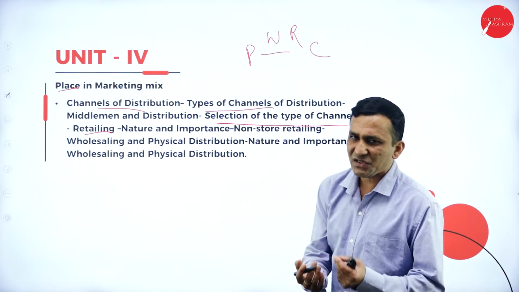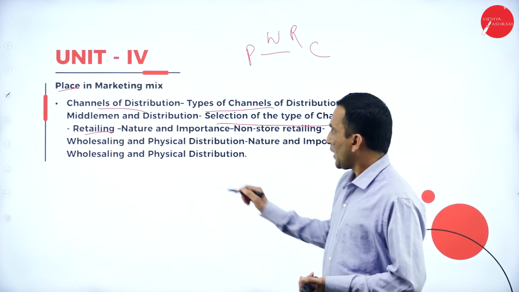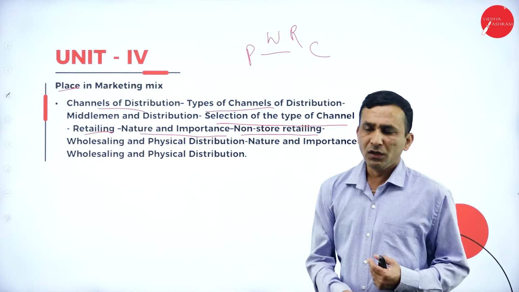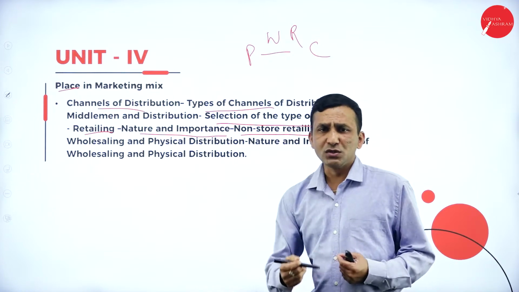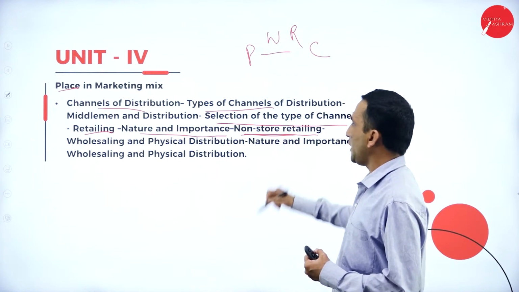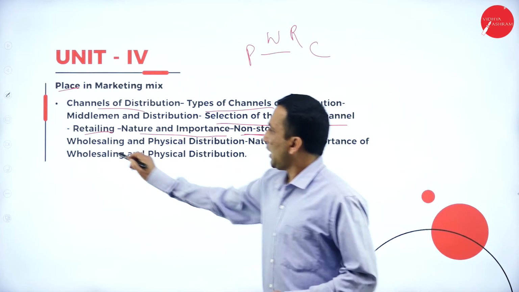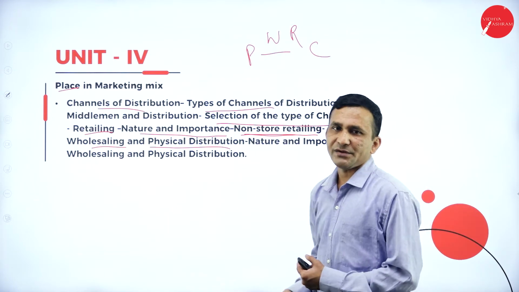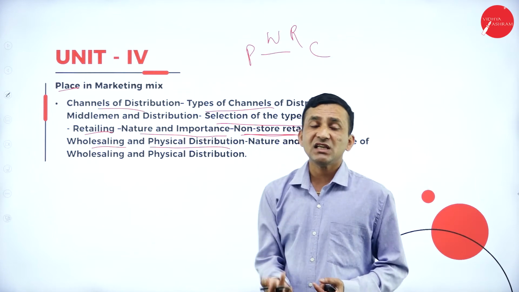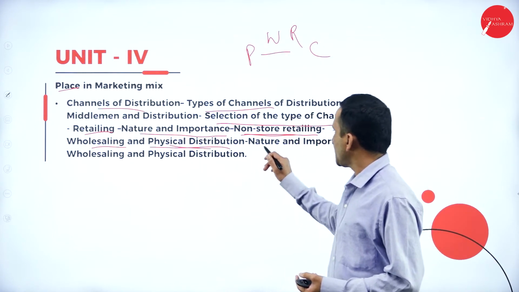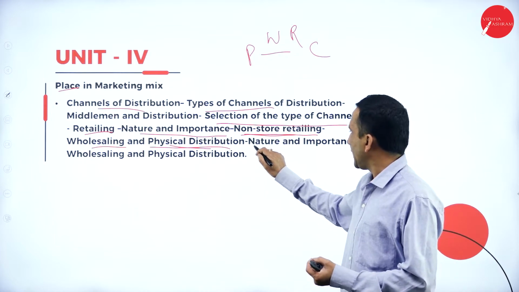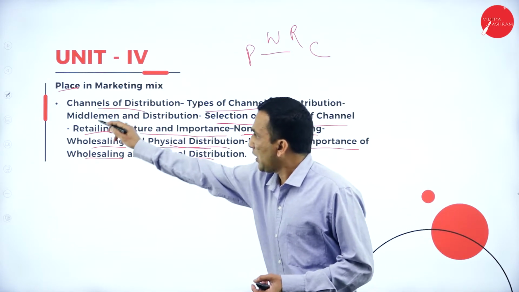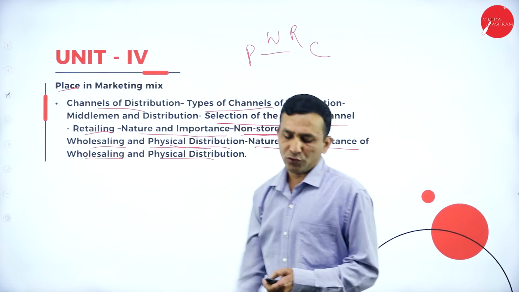Retailers purchase a small quantity from the wholesaler. And the nature and importance: non-store retailing, where they are not storing the goods or products, which is not in a constant place. And wholesaling and physical distribution: the wholesaler purchases a bulk quantity from the producer with the intention of resale to the retailer. We will cover the nature and importance of wholesaling and physical distribution. So this is almost all the information we will cover in unit 4.